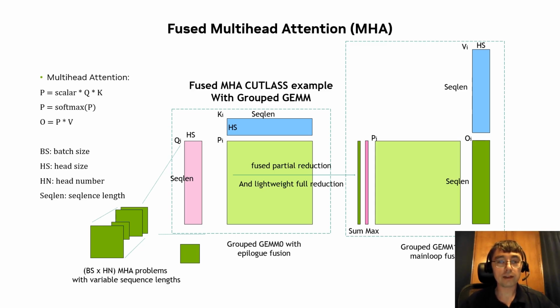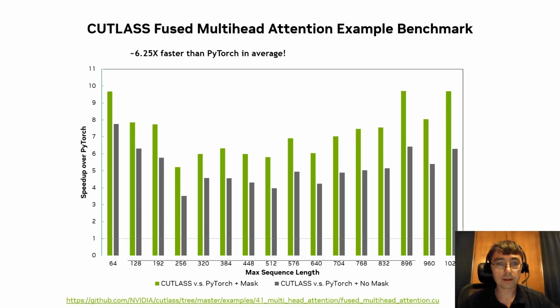Here we have a complete fused multi-head attention example that applies the CUTLASS group GEMM implementation. And it's fast. CUTLASS's fused multi-head attention example combines these ingredients and showcases a speedup of 6.25 times faster than a naive PyTorch implementation. The benchmark application is available in the CUTLASS examples on GitHub.